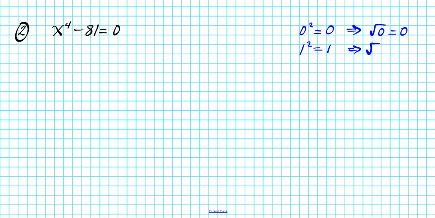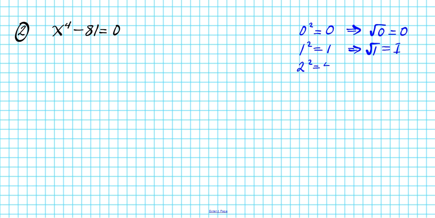So for number 2, what if we were asked to factor the expression x to the 4th minus 81 equals 0? Now let's review our squares again real quick. So what is 0 squared? 0 squared is equal to 0. This basically means that when you take the square root of 0, you get 0. Okay? 1 squared is 1. This means that when you take the square root of 1, you get 1. Squares and square roots are inverse operations.